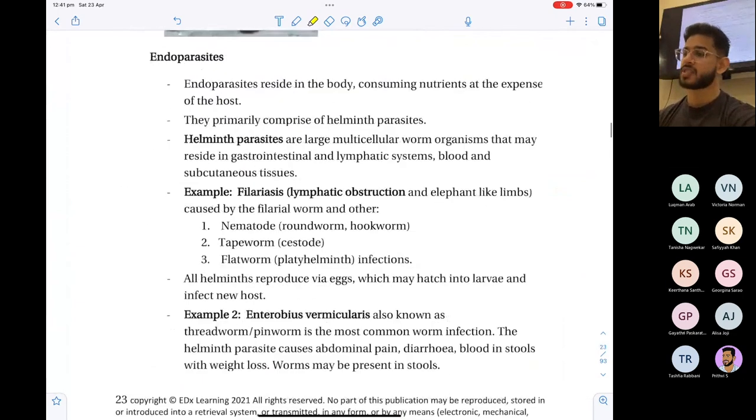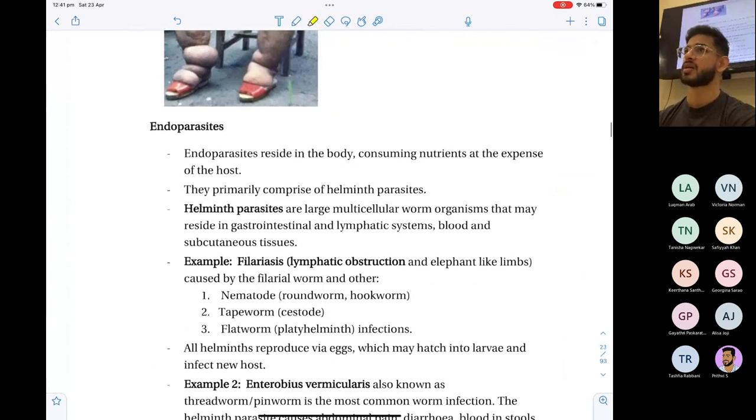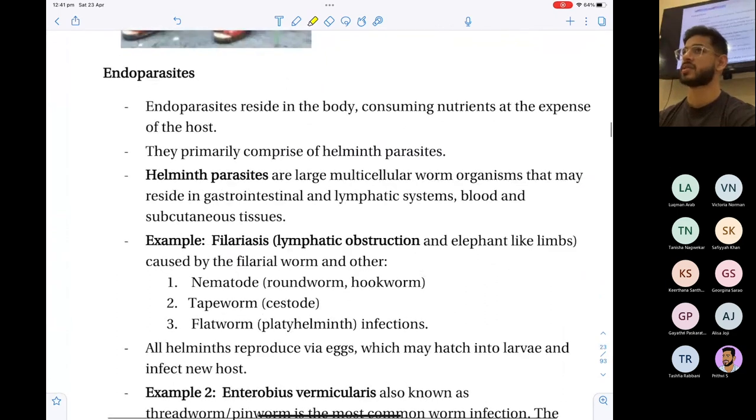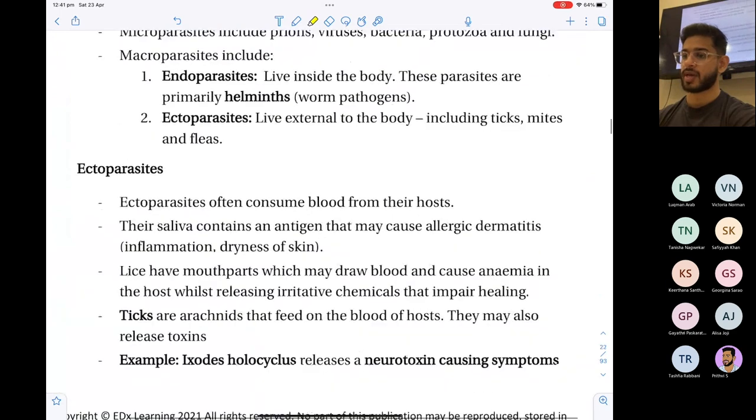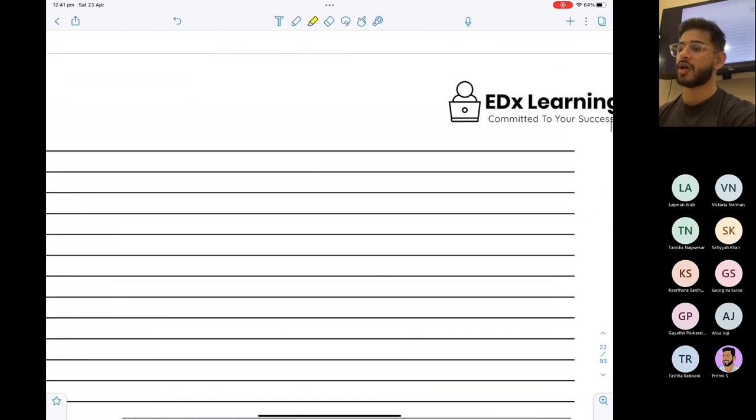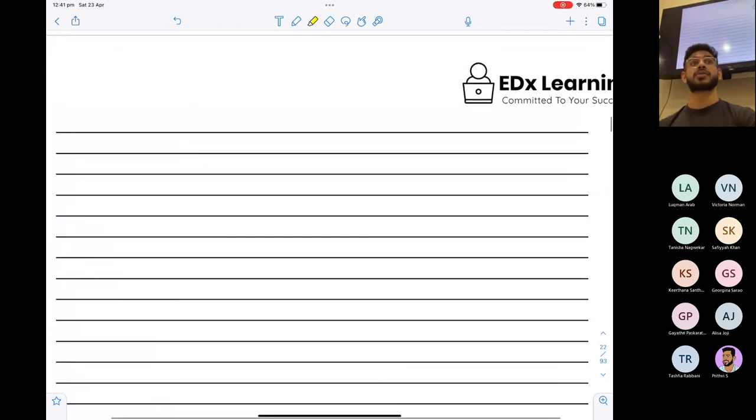All right, so we haven't spoken about endoparasites. Have we even mentioned examples of them? Okay. All right, let's talk about them. So far, everyone, we have been talking about microparasites. You might be thinking, wait, a bacteria is a parasite? What does it mean to be a parasite?